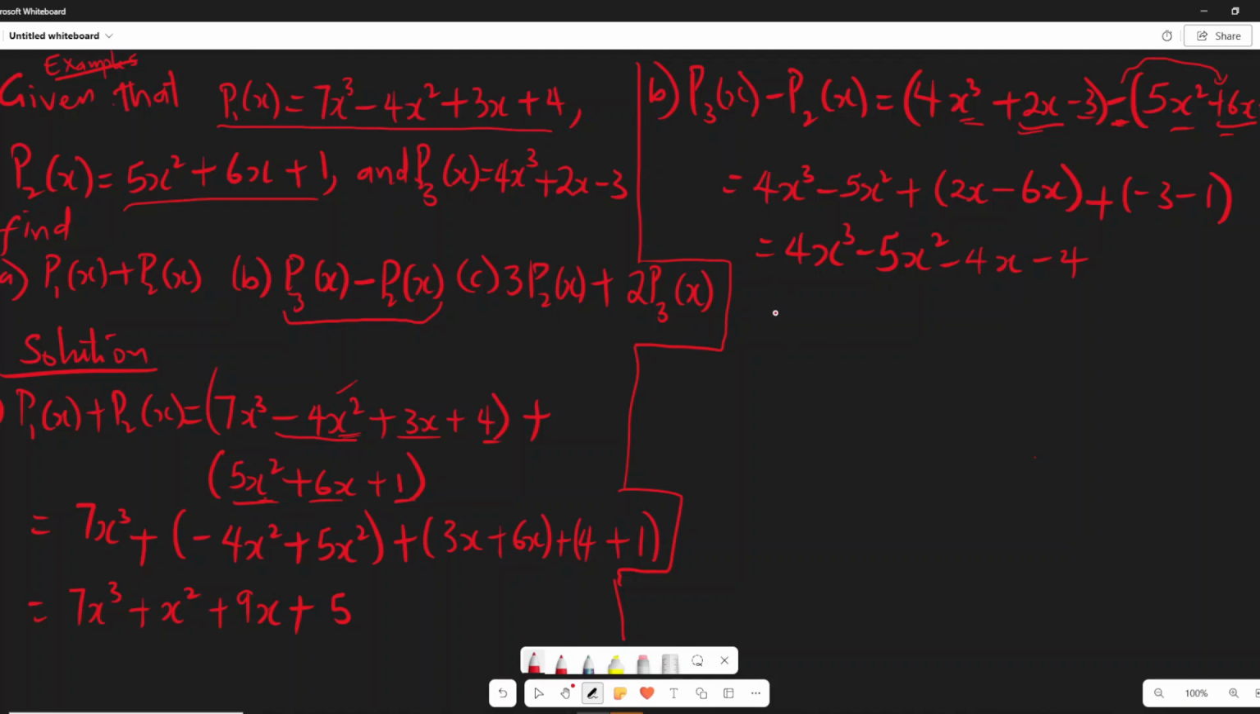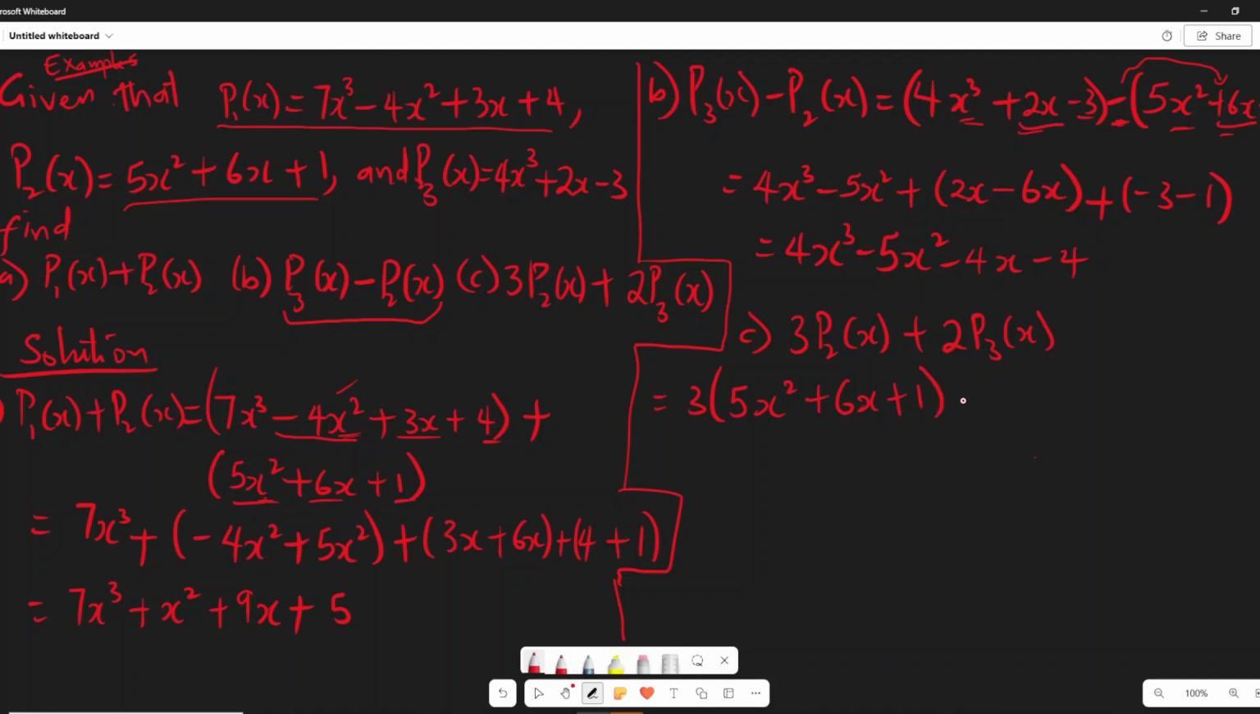Good. The last example for addition and subtraction is the last one, C, 3p2 of x plus 2p3 of x. You are multiplying, first of all, p2, which is 5x squared plus 6x plus 1.